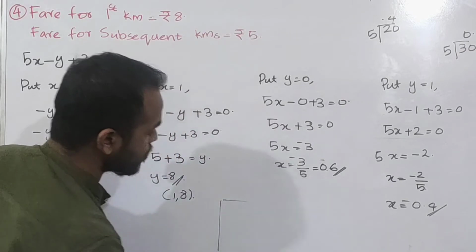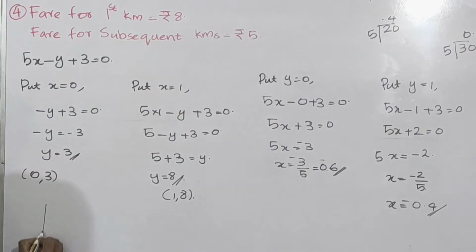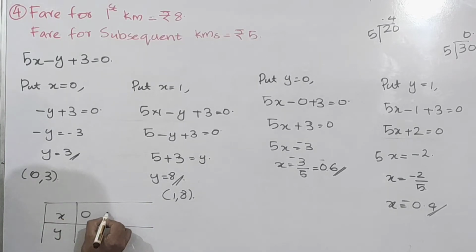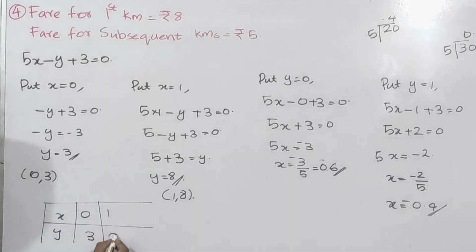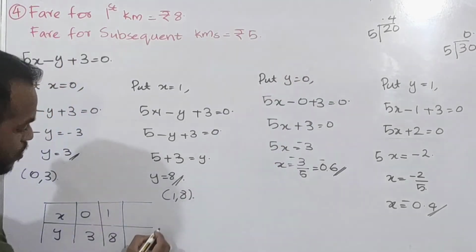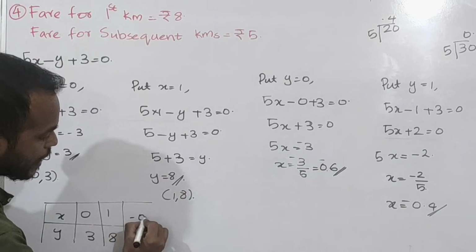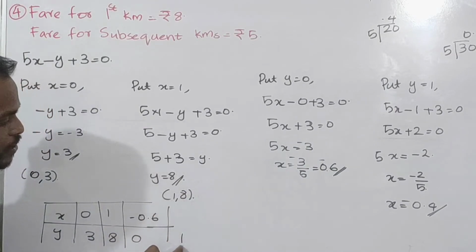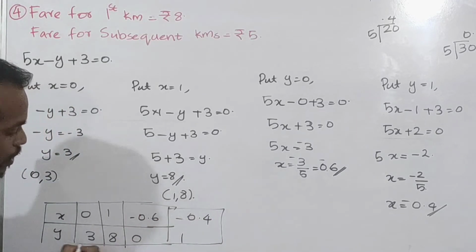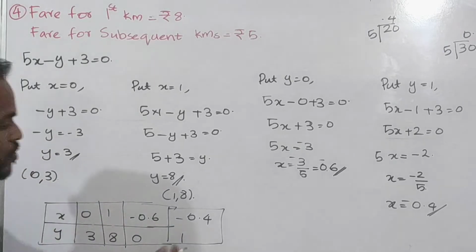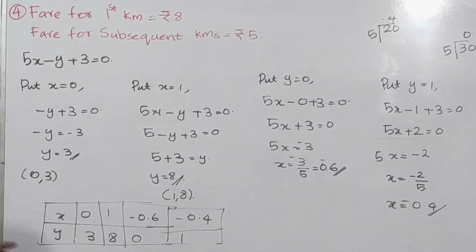Now draw the table. We can draw the table easily because we have got 4 different values. You just need to substitute them, x and y. X is equal to 0, x is equal to 1. When x is equal to 0, what happens? Y is equal to 3. When x is equal to 1, y is equal to 8. When y is equal to 0, x is negative 0.6. Then when y is equal to 1, x is negative 0.4. So now draw a graph based on the values that you have got. I'm leaving it for you. Just take a graph paper, or simply you can use a notebook, and draw a graph corresponding to this equation.